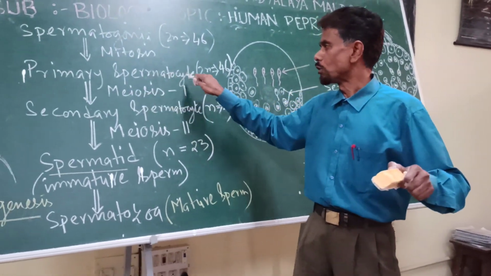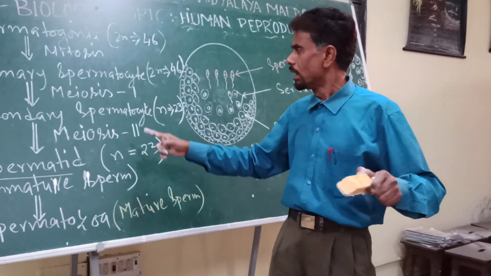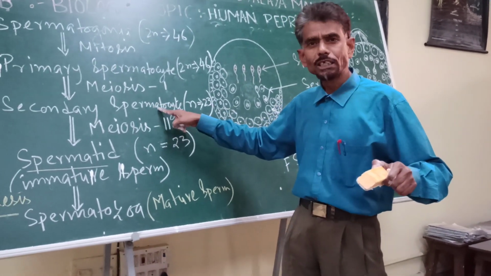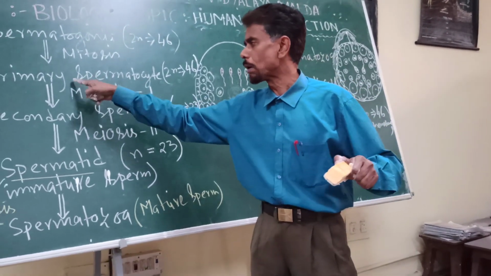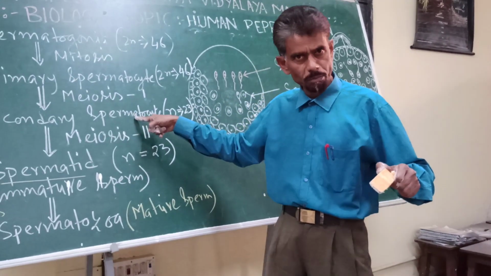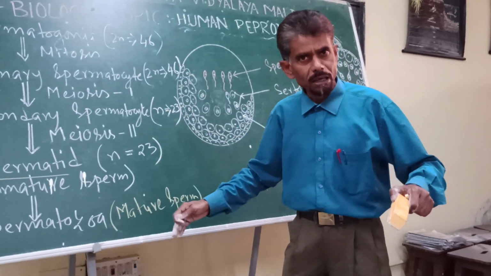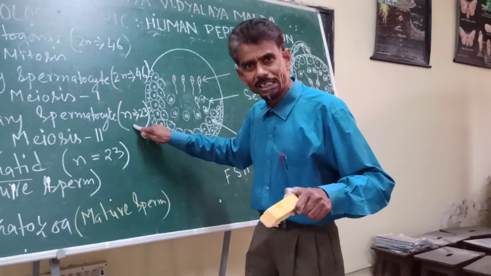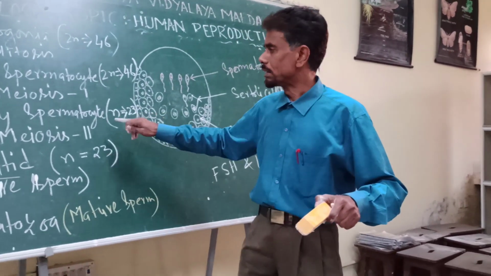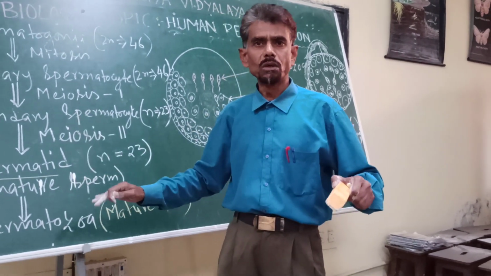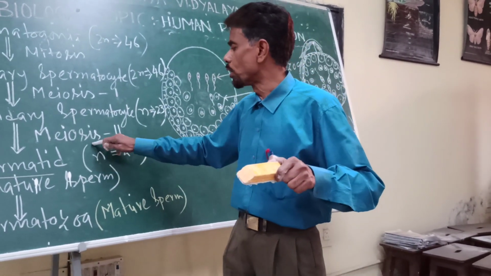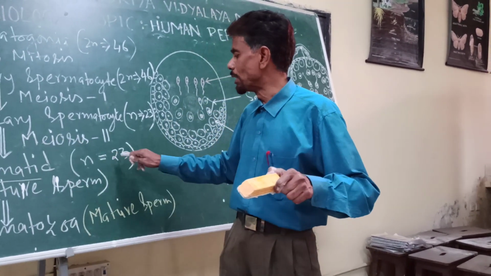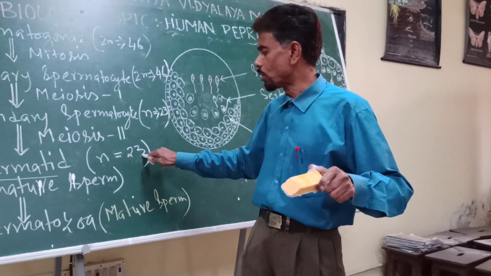Then the primary spermatocyte will undergo meiosis 1. By the end of meiosis 1, they will produce secondary spermatocytes. From one primary spermatocyte, two secondary spermatocytes will be produced, and it is a reductional division, with the number of chromosomes not diploid but a single basic set of chromosomes, 23 in number. Then the secondary spermatocyte undergoes the second meiotic division, or meiosis 2, to form the spermatid. The spermatid is the immature sperm, with the same chromosome number, 23.